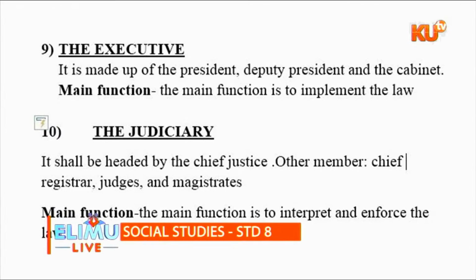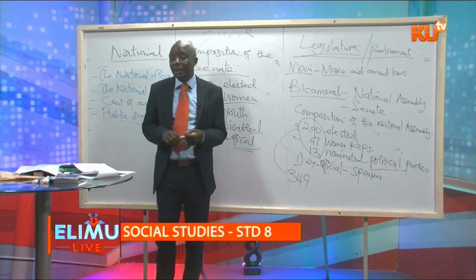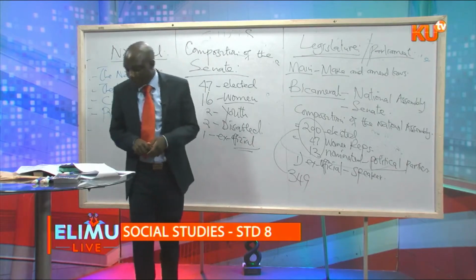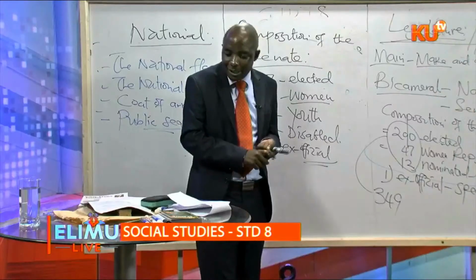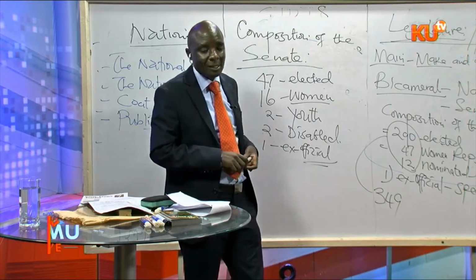And then we go to chapter 10, we talk about the judiciary, whereby the main function of the judiciary is actually to interpret the law. The main function is to interpret and enforce the law. Those are the words. The main function of the judiciary is actually to interpret and enforce the law. Remember, when we talk about the members, they include the Chief Justice. We also have the registrar of the judiciary, the judges, and magistrates.